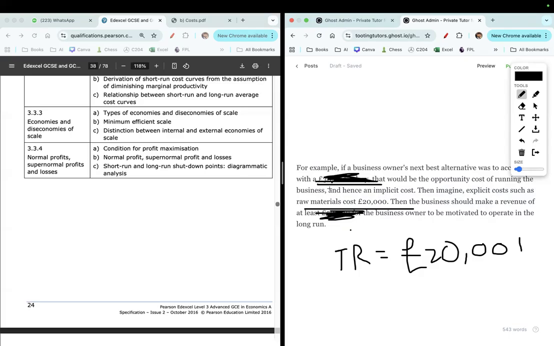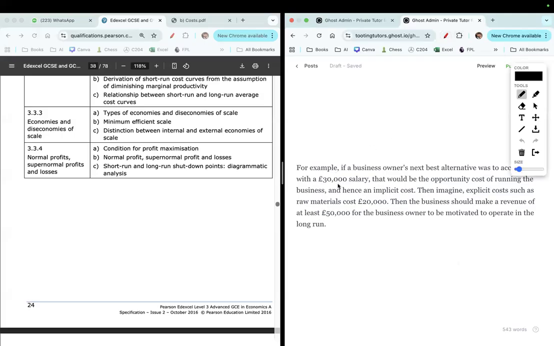It doesn't matter what you could have had, what opportunity cost you have. All it's saying is it cost me £20,000 to run this business. I make £20,001. I made a profit of £1, right? In economics, we don't care about this at all, but in real life, that would count as a profit. In economics, we factor in that if I could have made £30,000 with my time, I need to make £50,000 to be motivated to operate in the long run.